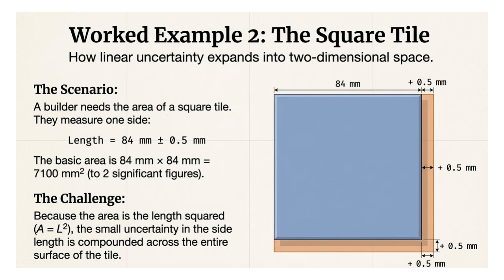Building on the previous points, imagine how a tiny uncertainty in measuring the side of a square tile affects its overall area. The length is given as 84 millimeters, but it could actually be off by half a millimeter in any direction. Since the area is the side length squared, this uncertainty doesn't just add up, it multiplies, spreading across both dimensions of the tile. This means the small measurement error becomes much bigger when you consider the entire surface, which is important to understand when precise area calculations are needed.